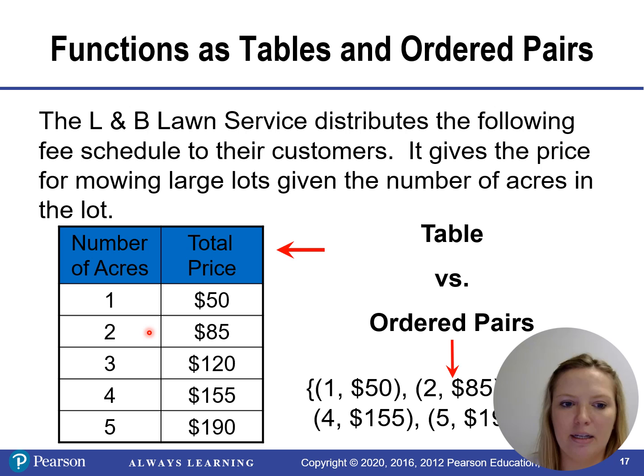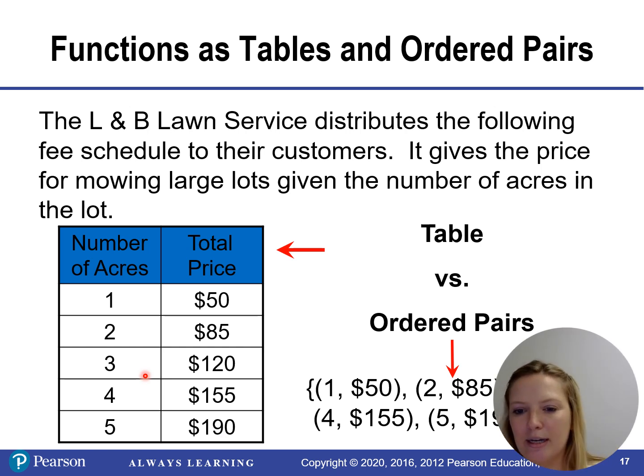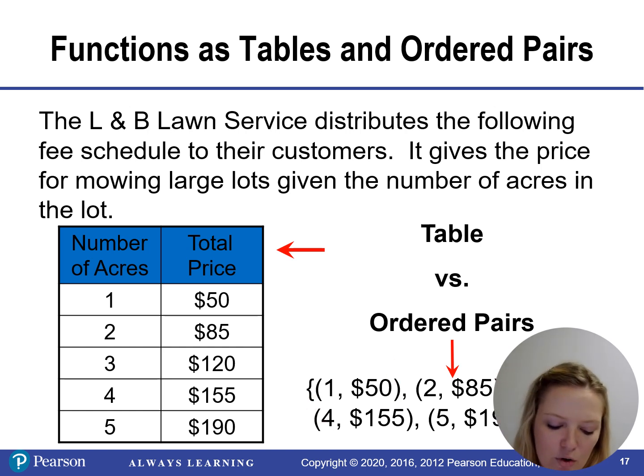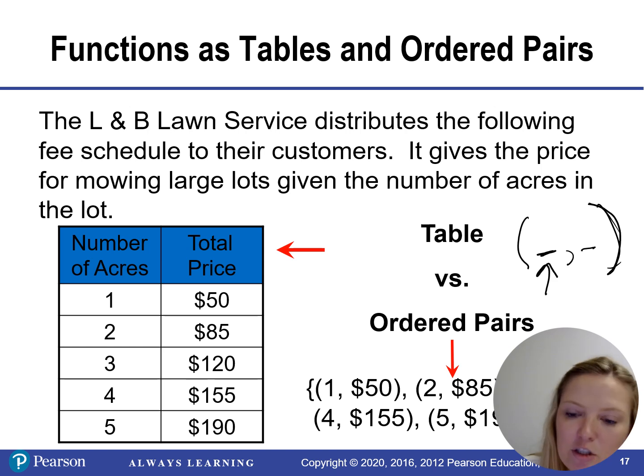If you have 2 acres, you pay $85. 3 acres, you pay $120. 4, $155. For 5 acres, you have to pay $190. We can also represent this function as a set of ordered pairs. An ordered pair is just where we have, in parentheses, one value and another value. And our first value is the input, and our second value can be the output.